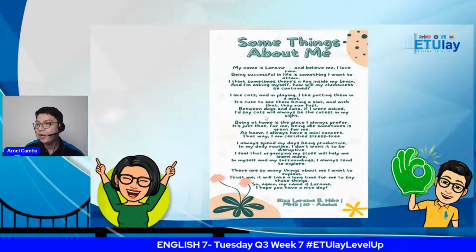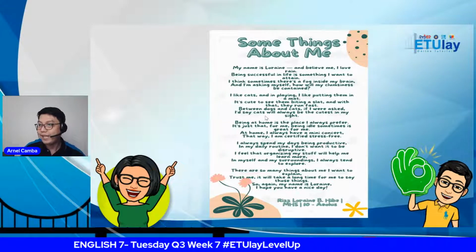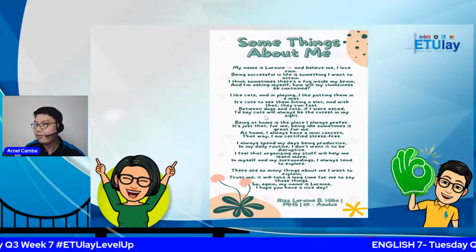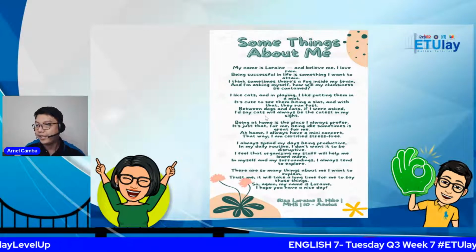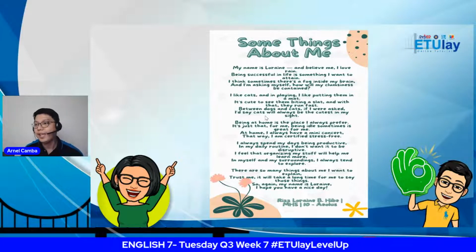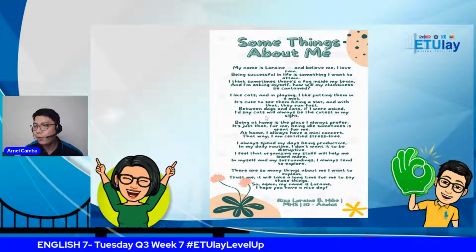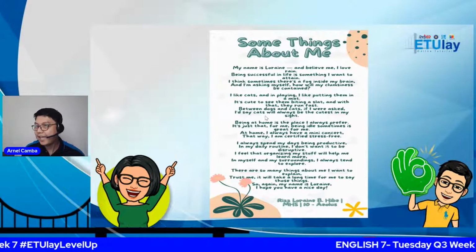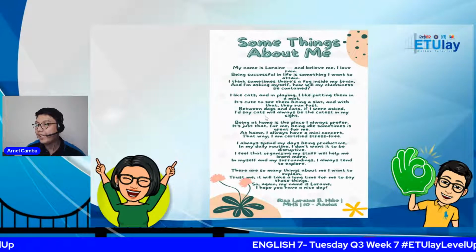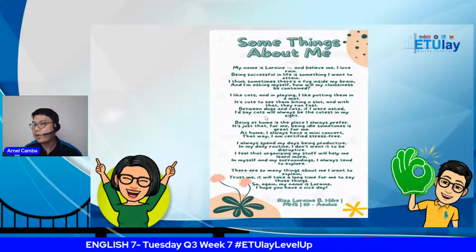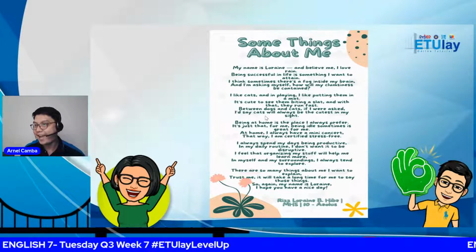My name is Lorraine, and believe me, I love rain. Being successful in life is something I want to attain. I think sometimes there's a fog inside my brain, and I'm asking myself, how will my clumsiness be contained? I like cats, and in playing, I like putting them in a mat. It's cute to see them biting a slat, and with that, they run fast.